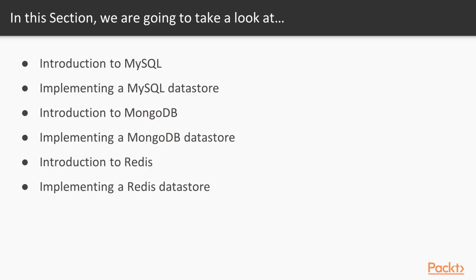In this section, we will introduce you to MySQL. We will show you how to implement a MySQL data store in Go. We will then introduce you to MongoDB, and then we'll show you how to implement a MongoDB data store in Go. And finally, we'll introduce you to Redis, and we will also show you how to implement a Redis data store in Go.